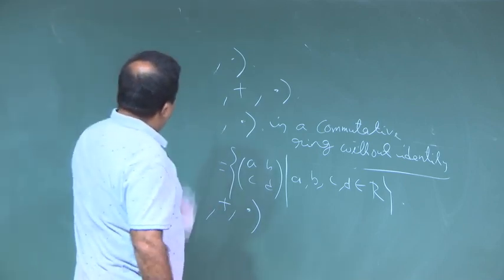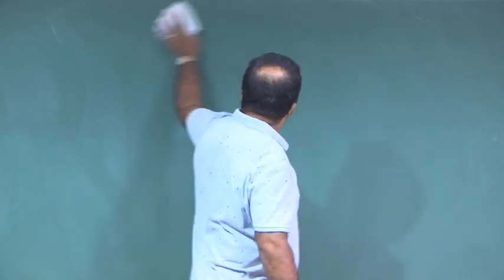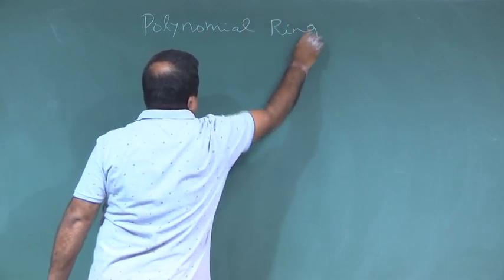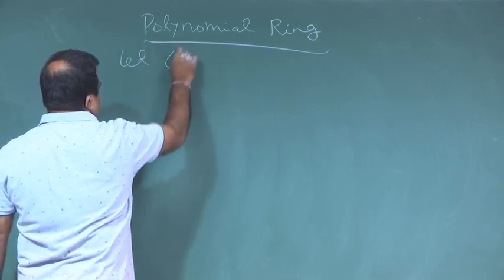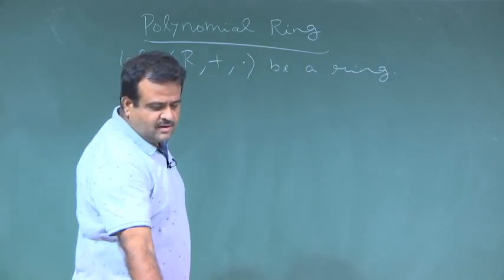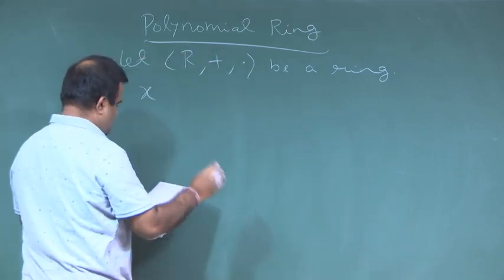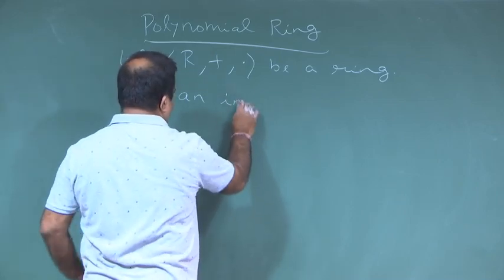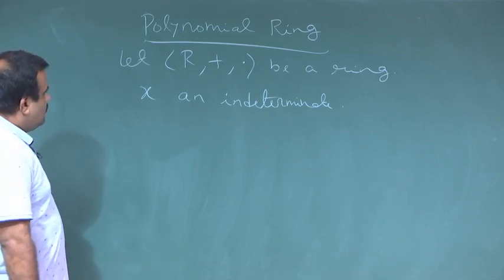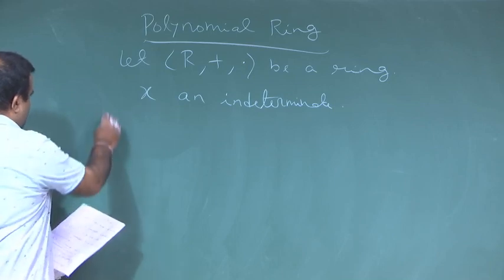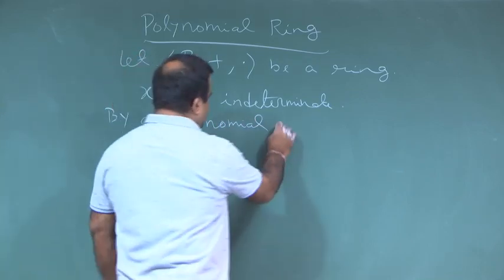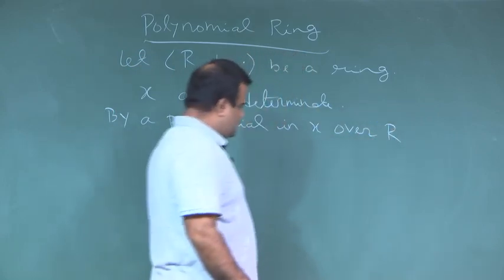So, now we will define the polynomial ring. Okay, let R be a ring and x is a variable, x is an indeterminate. Now, what do we mean by a polynomial in x? By a polynomial in x over R, we mean an expression like this.